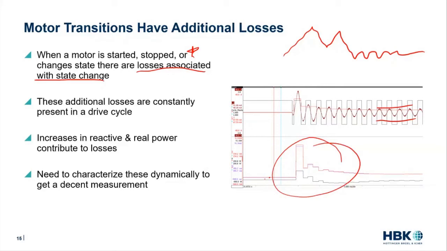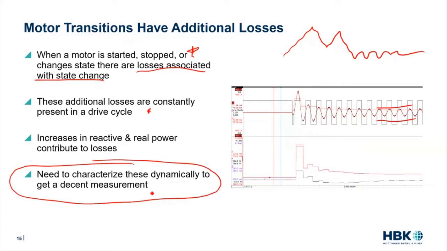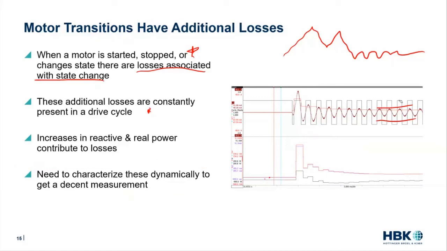So when we go to do our component level test or we go to understand the vehicle level test, we're missing these dynamics. That's no good. And these losses are constantly there in a drive cycle. And we need to characterize these dynamic losses so that we can get a decent measurement and really understand how to improve our components. So when I talk about dynamics, this is what I'm talking about.